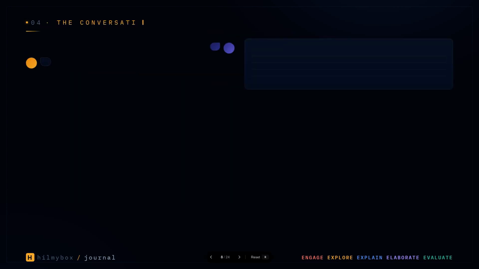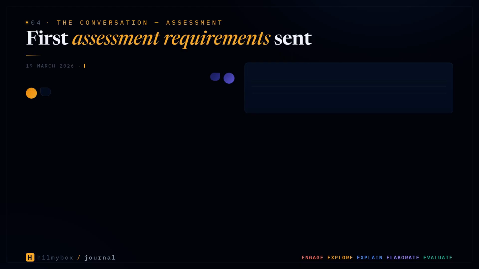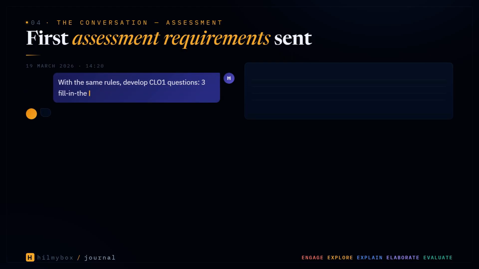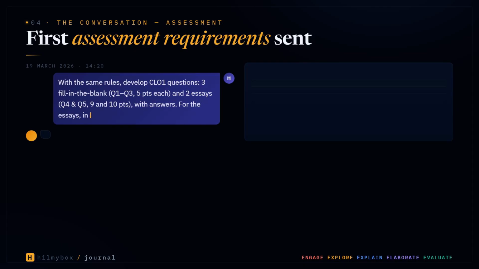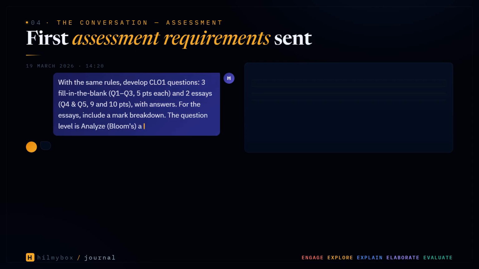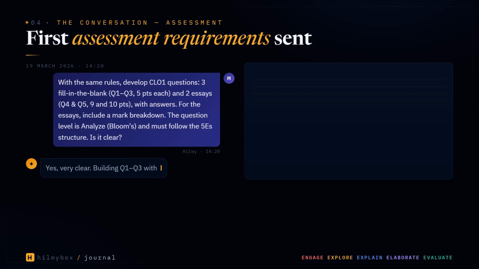Part 4. The conversation on assessment. The first assessment requirements, sent at 14:20, with the same rules, develop CLO1 questions. 3 fill in the blank, Q1 to Q3, 5 points each, and 2 essays, Q4 and Q5, worth 9 and 10 points, with answers. For the essays, include a mark breakdown. The question level is Analyze on Bloom's taxonomy and must follow the 5Es structure.